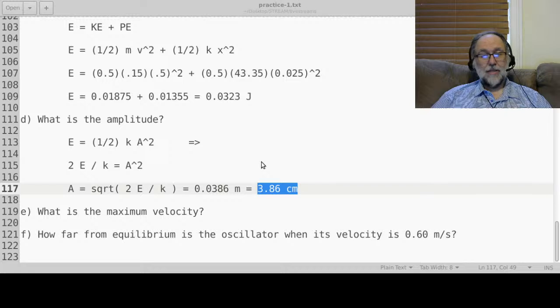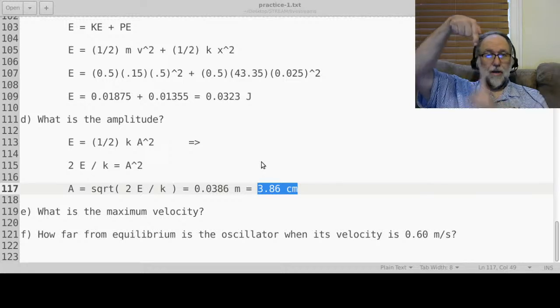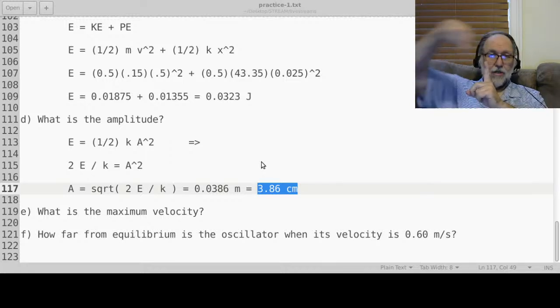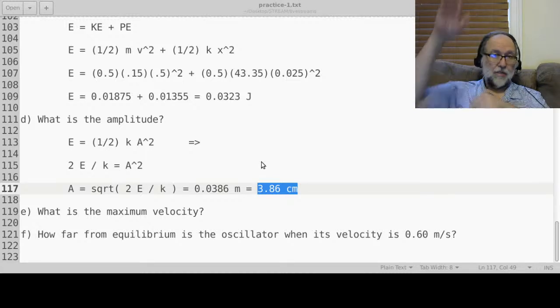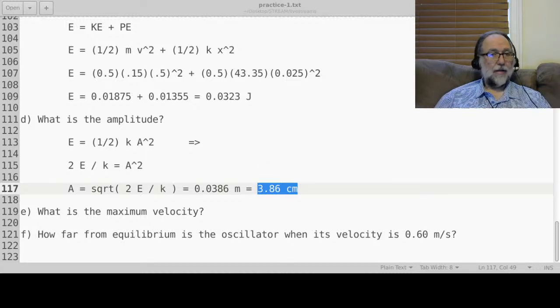So what's the maximum velocity? Here's my equilibrium, my finger. This is the oscillator going back and forth here. At the endpoint here, that's when it's all potential. In the middle, it's all kinetic. Why? Because in the middle, x is equal to 0. If x is equal to 0, the potential energy drops out. It's all kinetic.